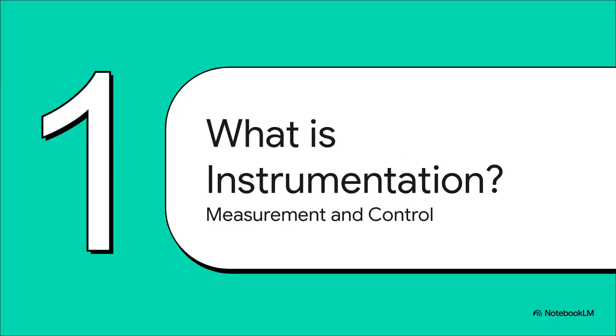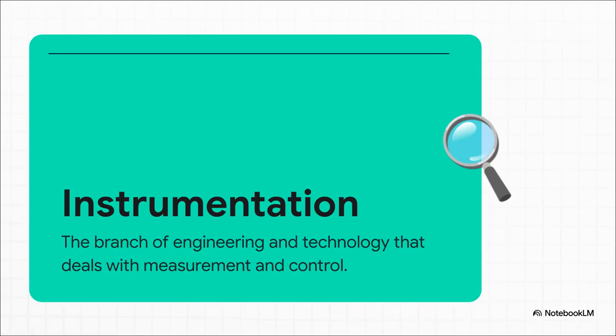So where do we even start? Well, to master any field, you have to go back to the beginning, to its core principle. So let's ask, what is instrumentation? You can think of it as having a conversation with the physical world. First, we have to listen. That's measurement. We measure things like temperature, pressure, or voltage. Then we respond based on that information. That's control. This back and forth, this dialogue is really the heart and soul of instrumentation.